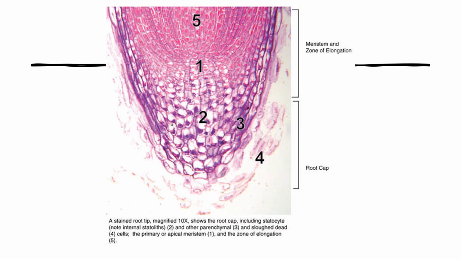This is how a root apical meristem would look under the microscope. So again, this part here is the zone of elongation. This is the root cap.